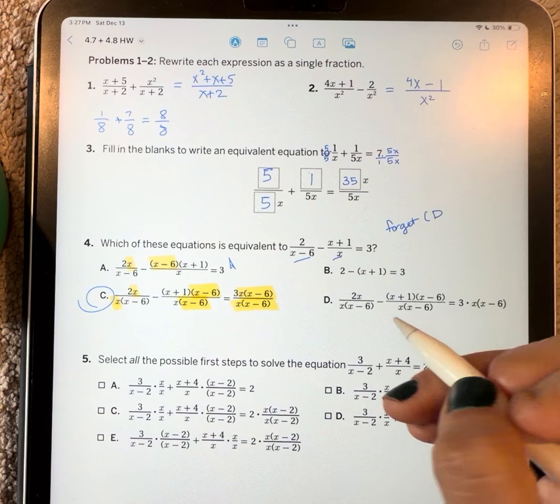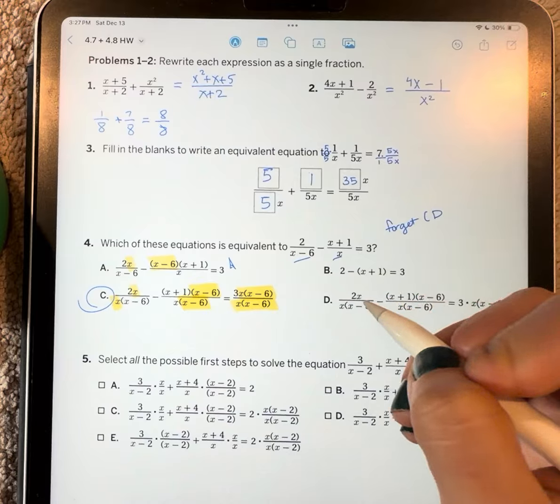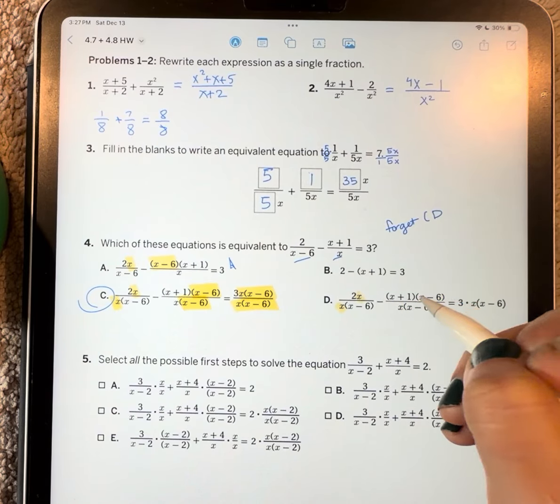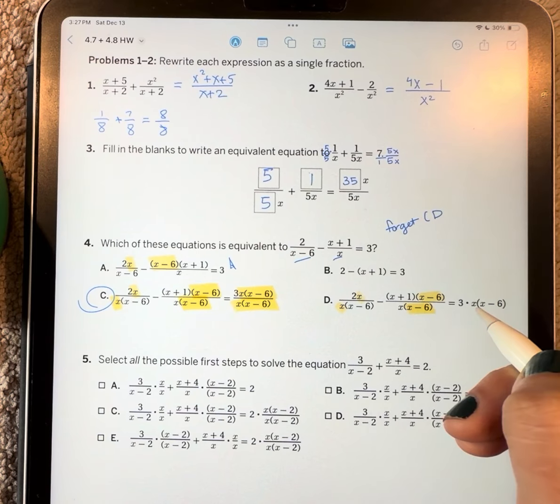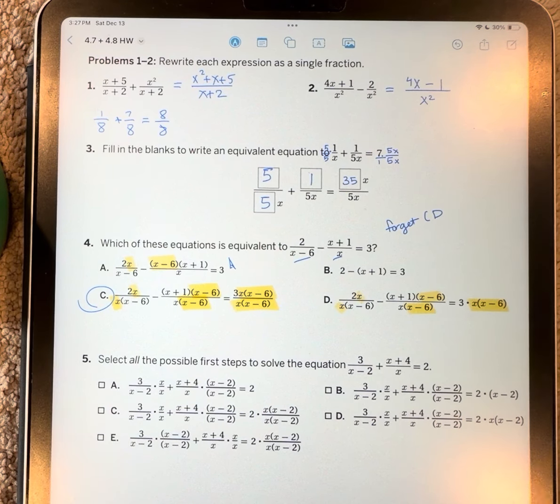And then in this big hot mess, this is their problem. So they matched these up. That was good. They matched these up. That was good. But then on the 3 side, they only multiplied the numerator and not the denominator. That's okay, baby. Now just pick it up, okay? So that's the problem there.